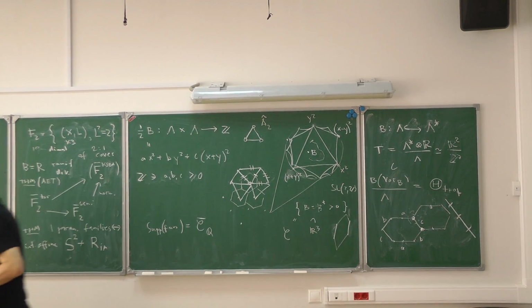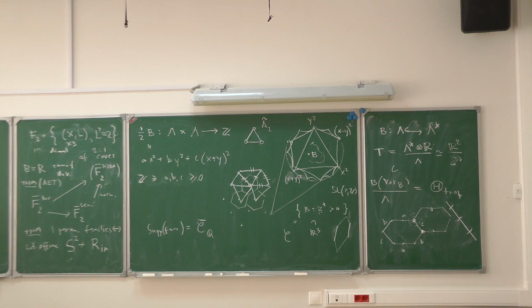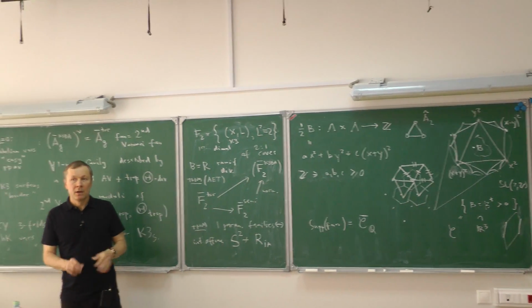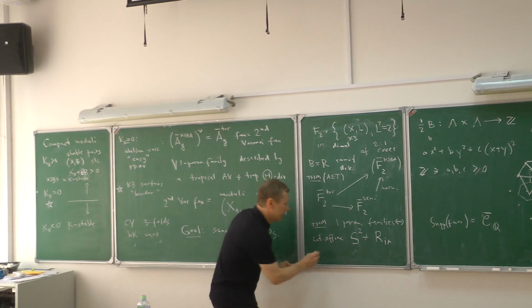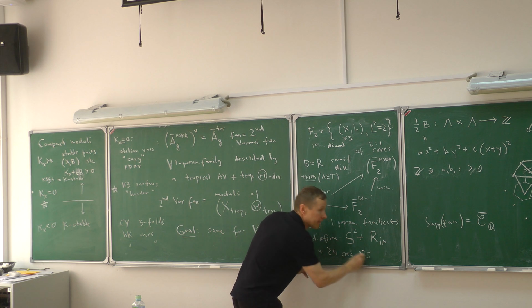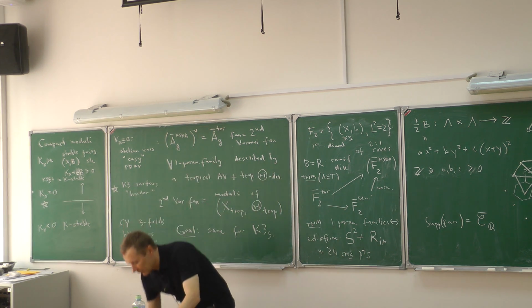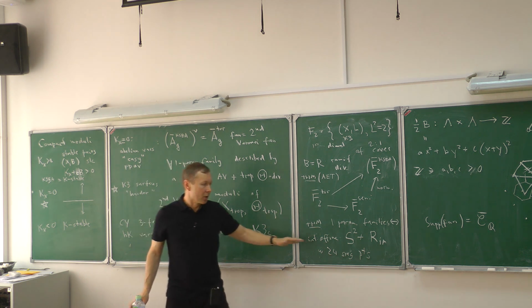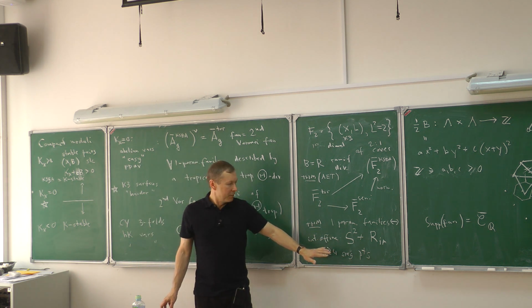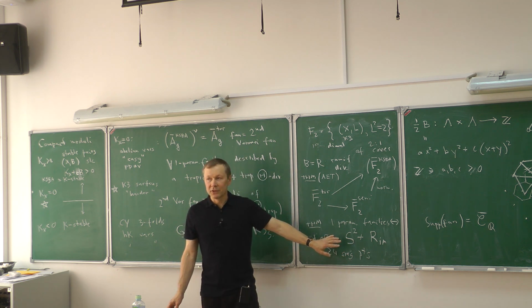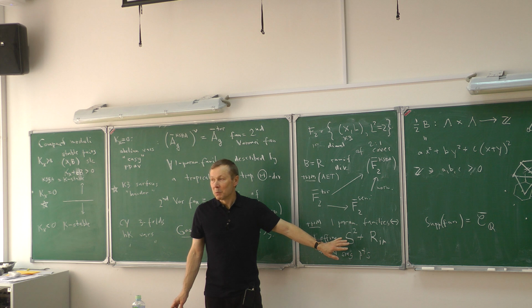Okay, so let me see, where am I? So let me say a few words about this sphere with 24 singular points. The sphere with 24 singular points appeared in many people's work. The first time the sphere appeared, to my knowledge, is in the work of Kulikov.